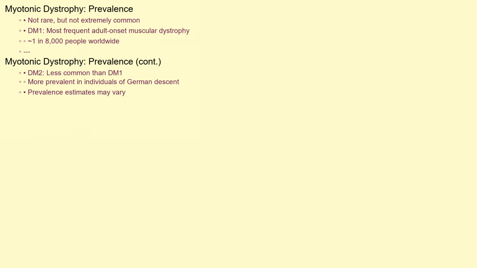Myotonic dystrophy isn't rare, but it's not extremely common either. DM1 is the most frequent form of adult-onset muscular dystrophy, affecting approximately 1 in 8,000 people worldwide. DM2 is less common than DM1, but it's more prevalent in certain populations, particularly in individuals of German descent. It's important to note that these are estimates, and actual prevalence may vary depending on the population being studied.